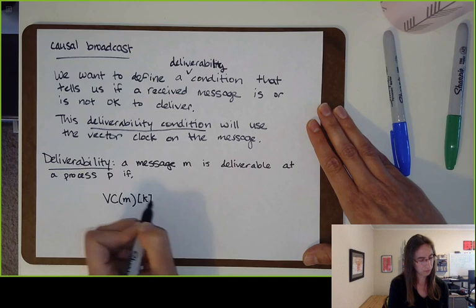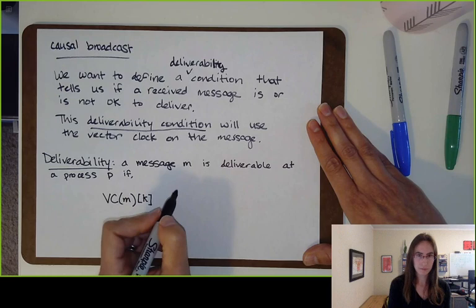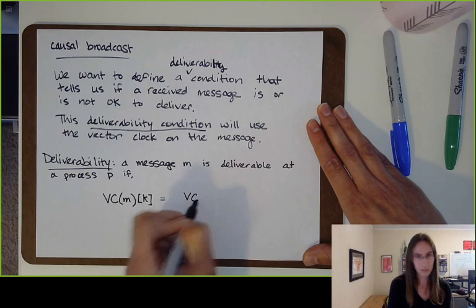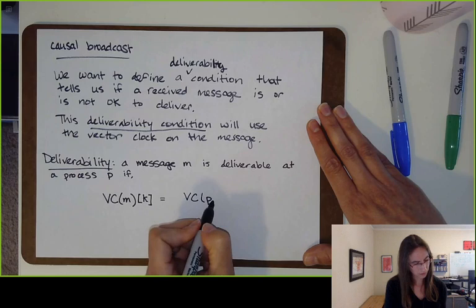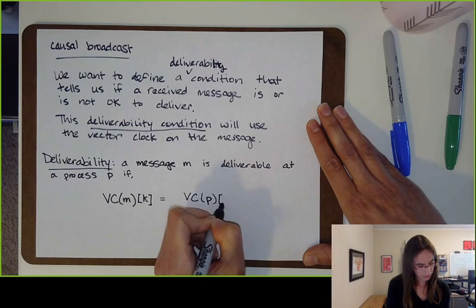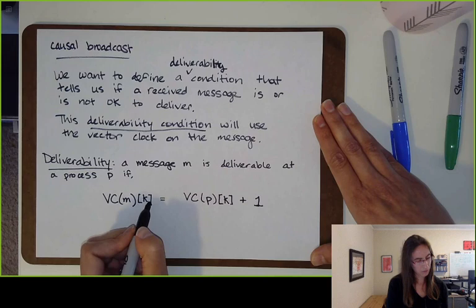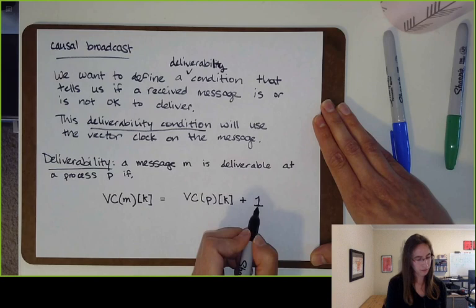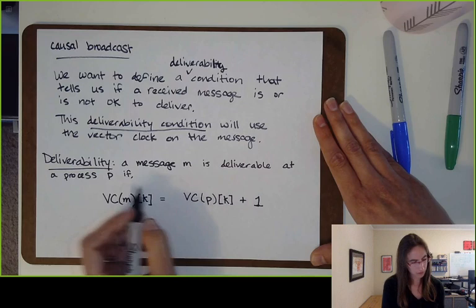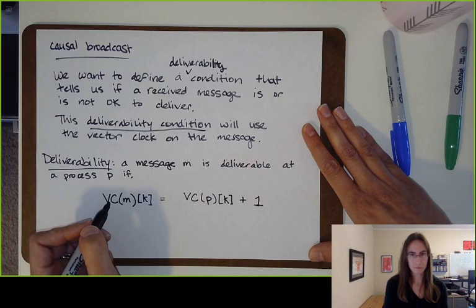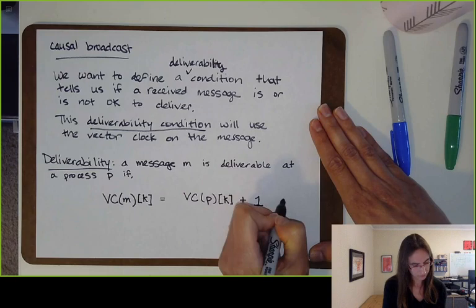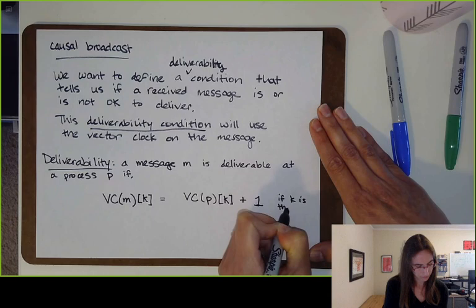That has to be equal to the vector clock of P, that's the process that's receiving the message, at position k plus 1. In other words, the vector clock that's coming in on the message in the sender's position has to be one bigger than whatever the receiver has in that position. And k here is the sender's position. So this is if k is the sender.